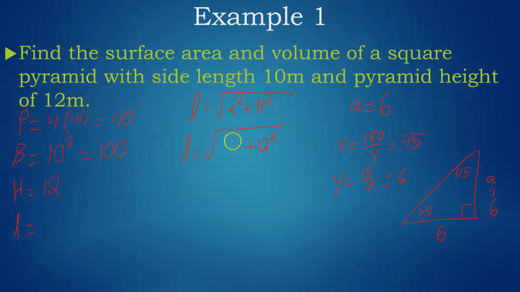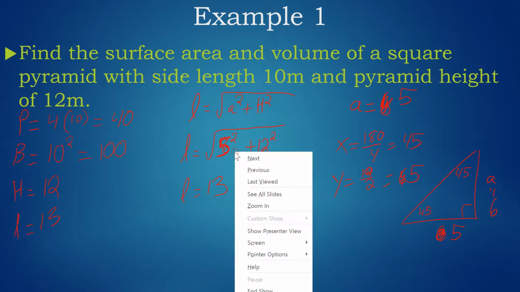So we're going to do 6 squared. Or, sorry, I don't know why I said 6. It should have been 5. My bad. So 5 squared. So if you do this all in your calculator, the square root of 5 squared plus 12 squared is 13. So L is 13. So that's the whole key for all these problems. You want to find your perimeter, your area, the height, and the slant height. Because once you have that, it's simply just plugging in.